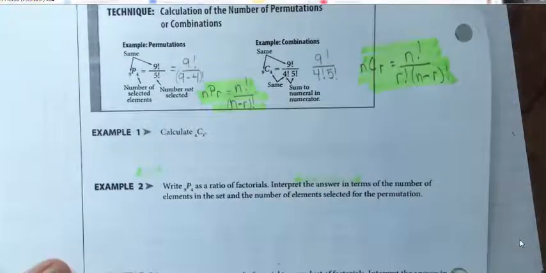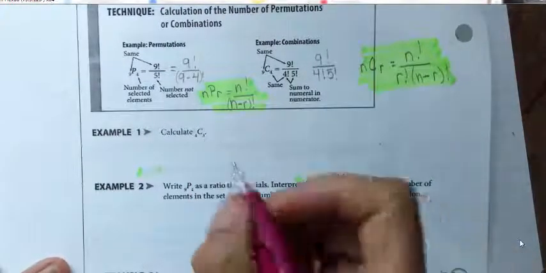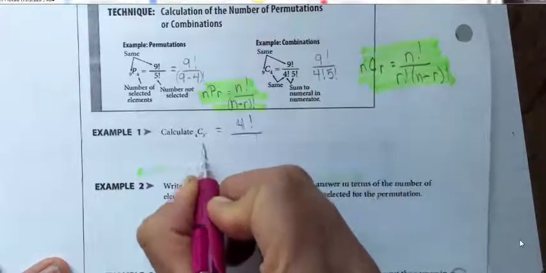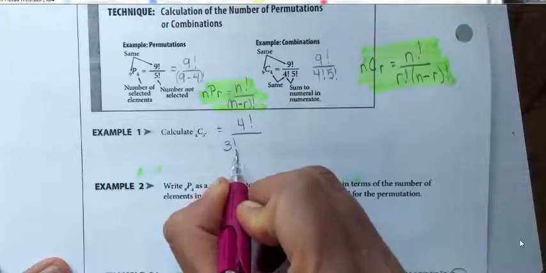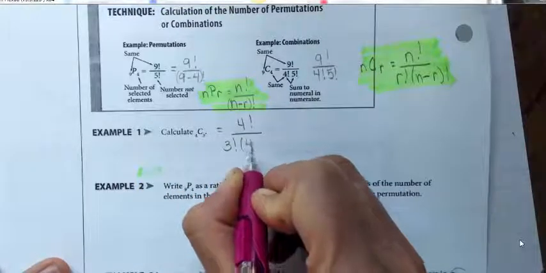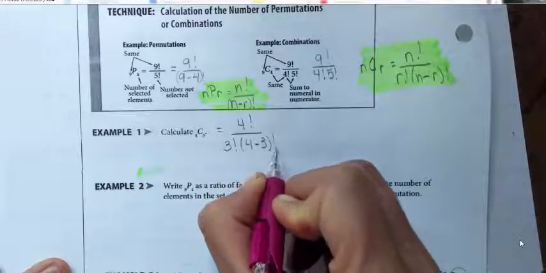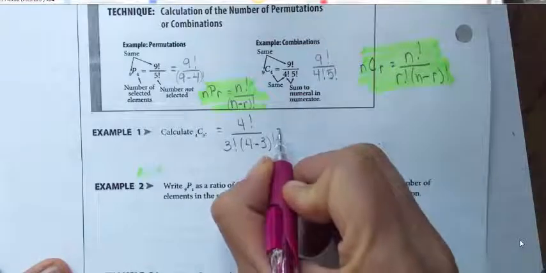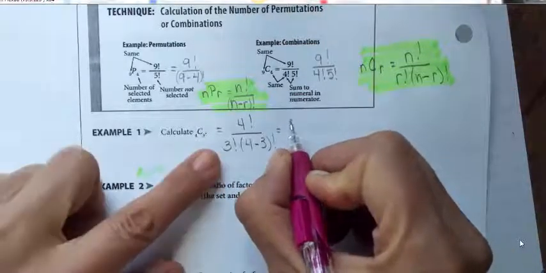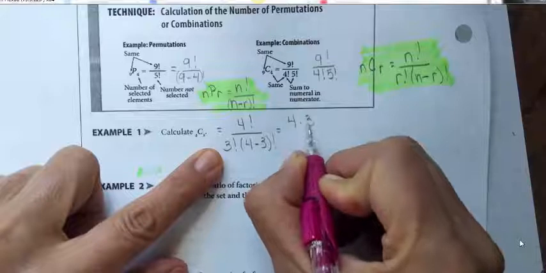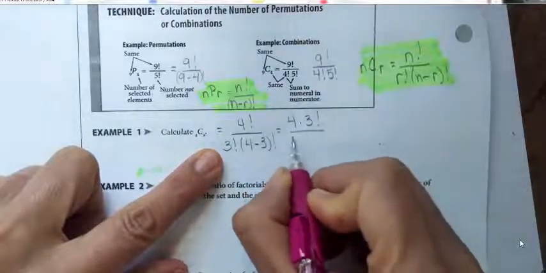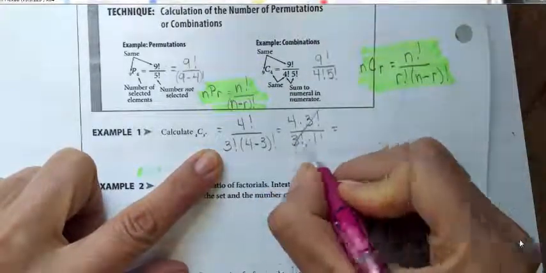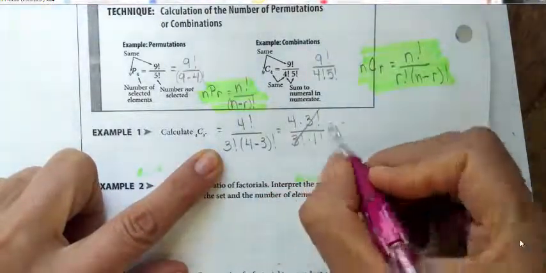All right, so let's calculate 4C3. I put 4 factorial on the top. On the bottom, I'll do my 3 factorial, and then the difference, and I'm going to write it out even though it doesn't matter, 4 minus 3 factorial. So this would be 4 times 3 factorial over 3 factorial times 1 factorial. These reduce out, and I'm left with 4.